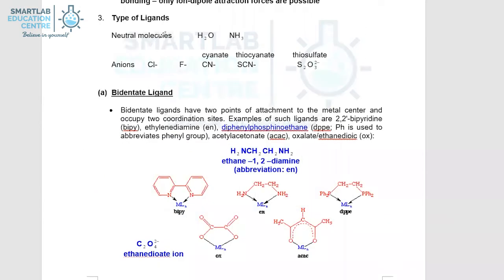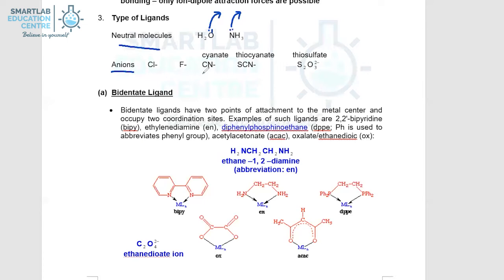Examples of ligands. Ligands can be neutral or anions. In the case of water, it is neutral, so it can form a dative bond. Likewise for ammonia, where nitrogen has a lone pair of electrons. Negatively charged species could also act as ligands.